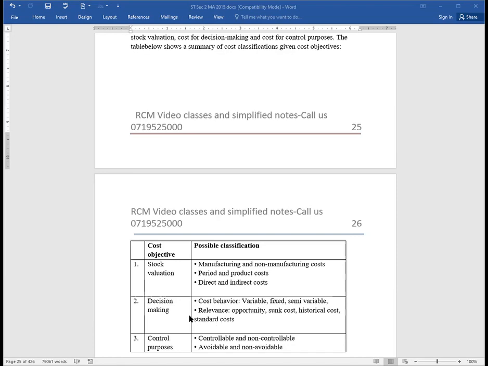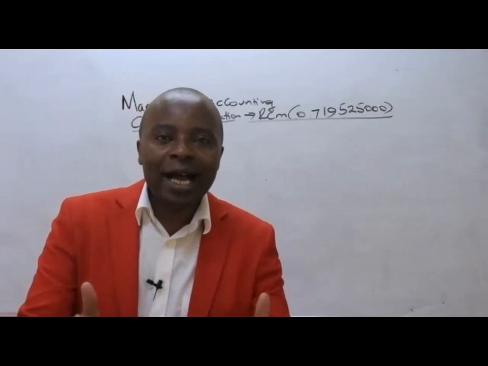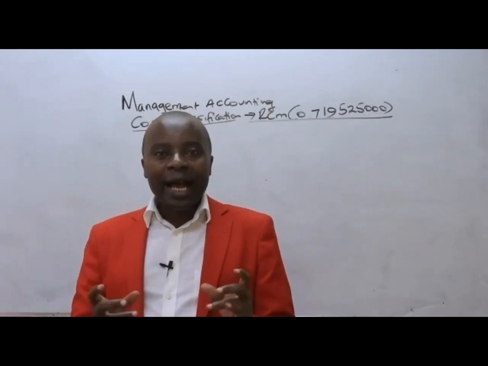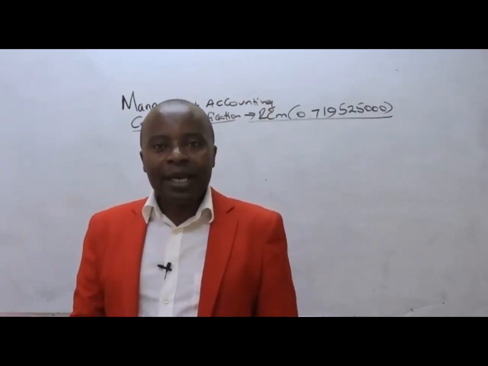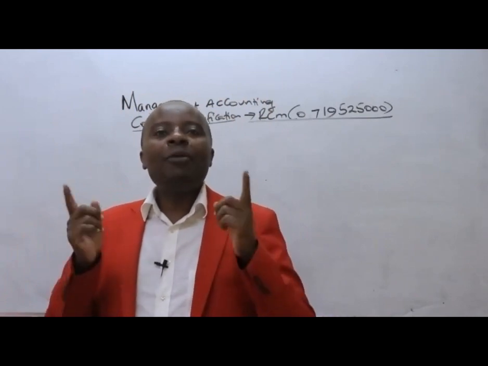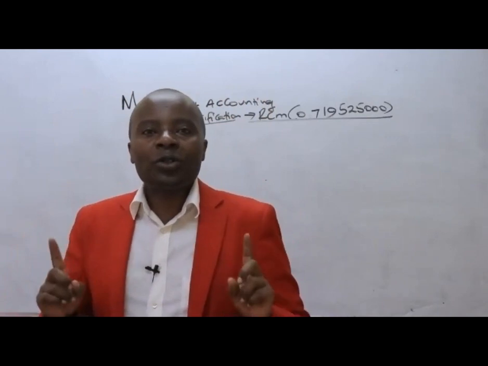Then we have a cost objective. Our cost objective is to control. If it is to control, then we shall be having our cost classifications being controllable and non-controllable, and as we shall be seeing, controllable costs are those costs that are at the arm's length of management. So the management has got a say over them. The management must authorize, so they are in authority. They are able to influence controllable costs.